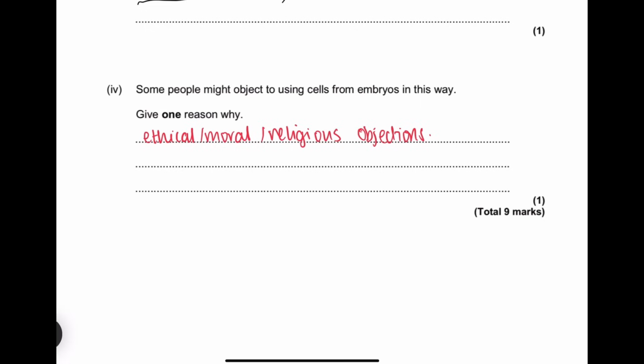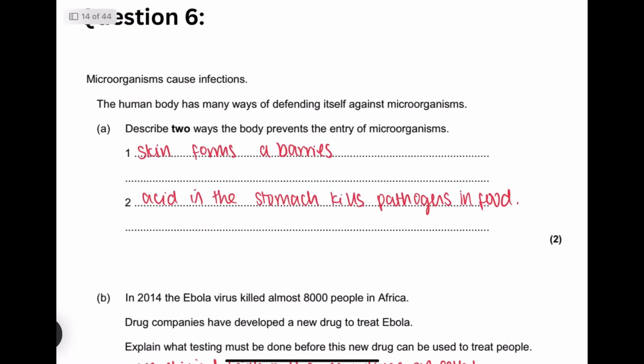Some people might object to using cells from embryos in this way. Give one reason why. The answer is always the same when they talk about objecting: it is because of ethical obligations. This can be religious or moral. Another reason is that it can potentially harm the embryo, and it could also be that you're playing God, which is why there's a religious obligation. So they will ask for one reason, and you just put ethical objections.